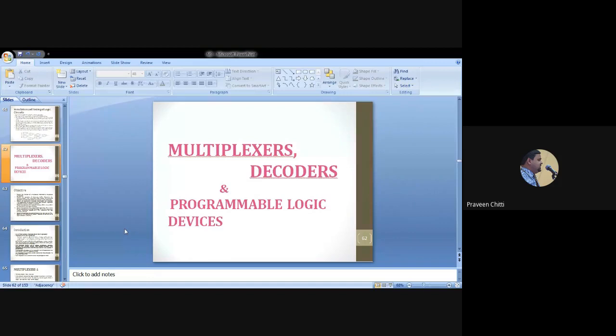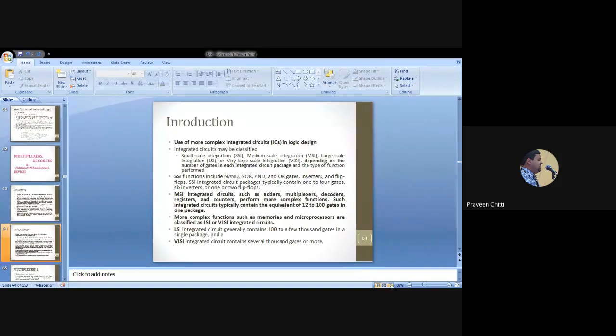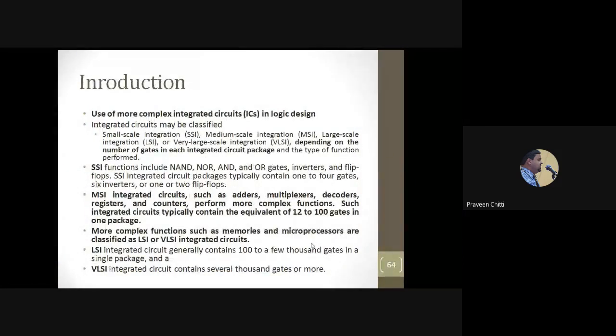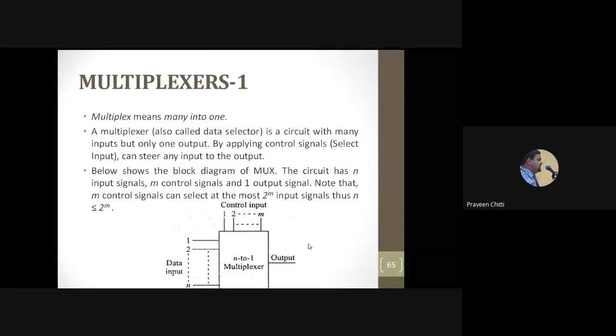Control inputs are used to select one of the data inputs, and that selected data input will be given to the output. That's what the definition is given here. You can see there, multiplexer means many into one. And multiplexer is also called a data selector, or commonly abbreviated as MUX, is a circuit with many inputs but only one output. And by applying the control signals, which we call select lines, it can steer any of the inputs to the output.